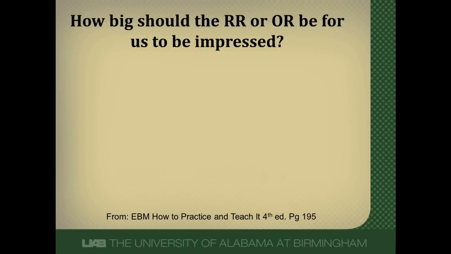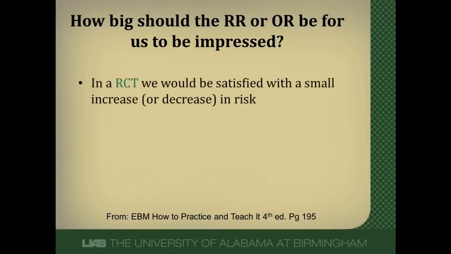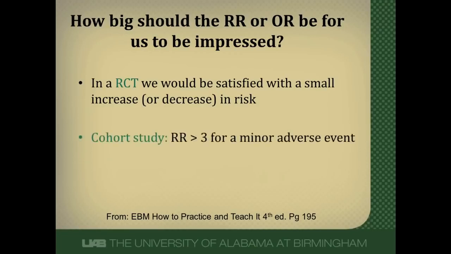So when should I be impressed by a relative risk or an odds ratio? Well, I'm going to give you some rules of thumb as suggested by the authors of the EBM Bible. In a randomized control trial, because it's the least prone to bias, you would be satisfied with fairly small increases or decreases in relative risk. But in a cohort study, which is more prone to bias, the number needs to be bigger. My relative risk needs to be at least 3 or greater for minor adverse events.